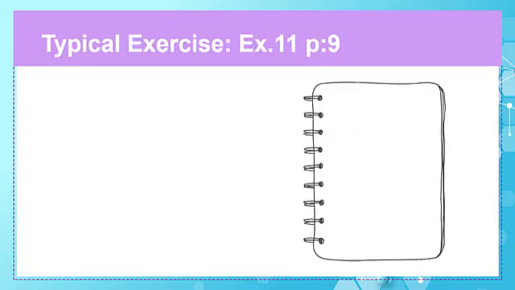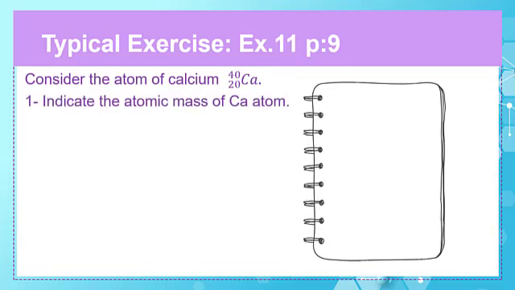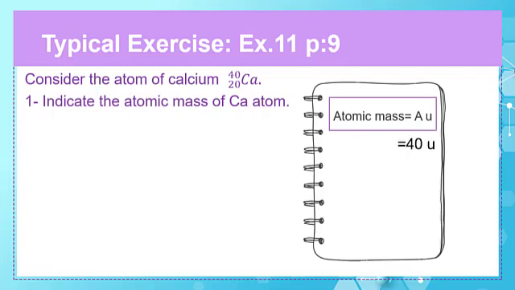Open up the support guide at page 9 to solve the typical exercise 11. Consider the atom of calcium Ca 40 20. Number 1. Indicate the atomic mass of the Ca atom. As a rule, the atomic mass is equal to A u. The value of A here is 40. Therefore, the answer will be 40 u.